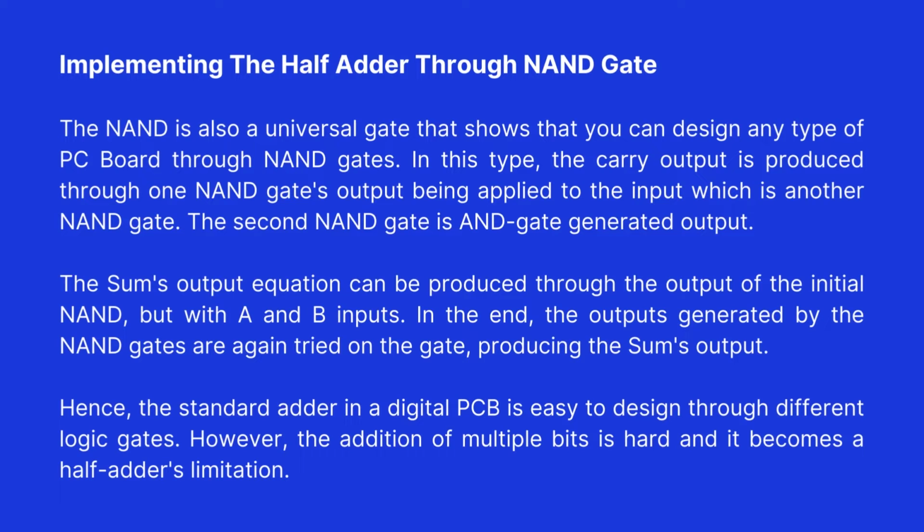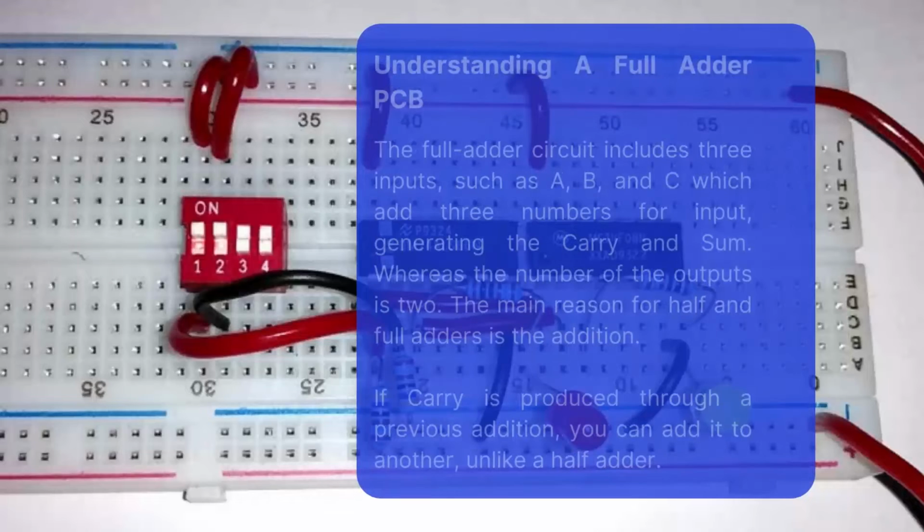The sum output equation can be produced through the output of the initial NAND, but with A and B inputs. In the end, the outputs generated by the NAND gates are again tied to a gate, producing the sum output. Hence, the standard adder in a digital PCB is easy to design through different logic gates. However, the addition of multiple bits is hard, and it becomes a half adder's limitation.